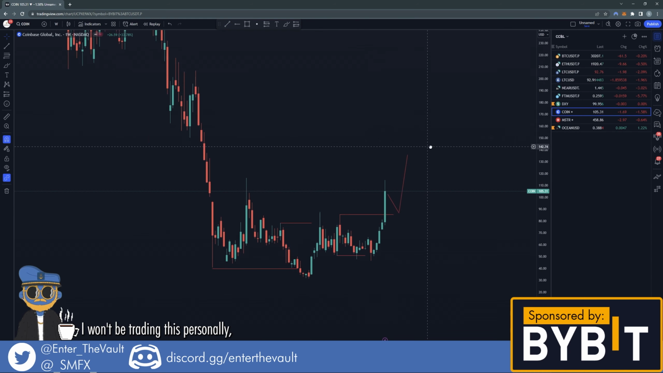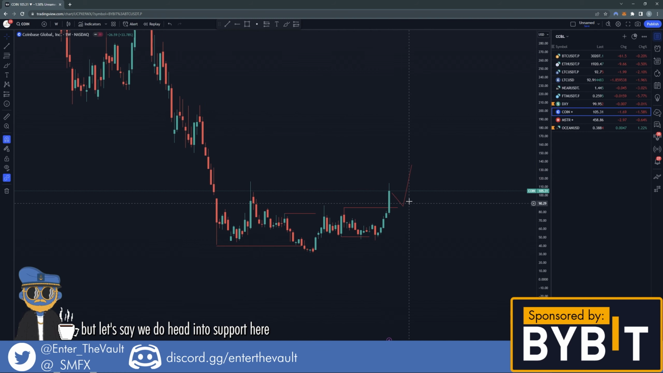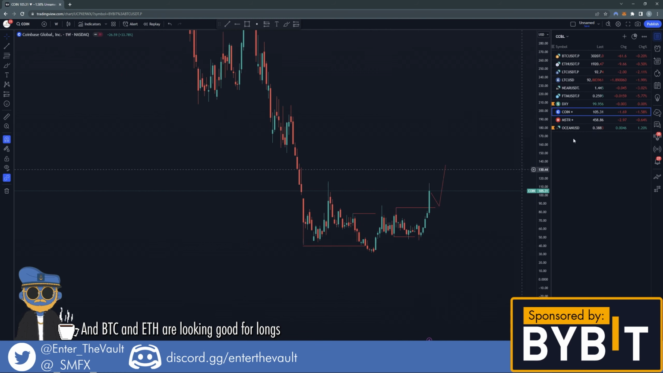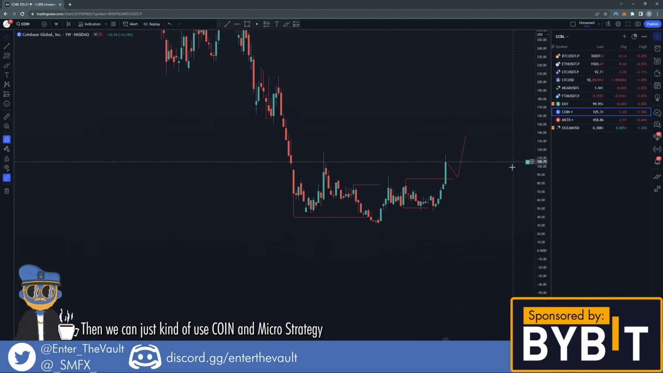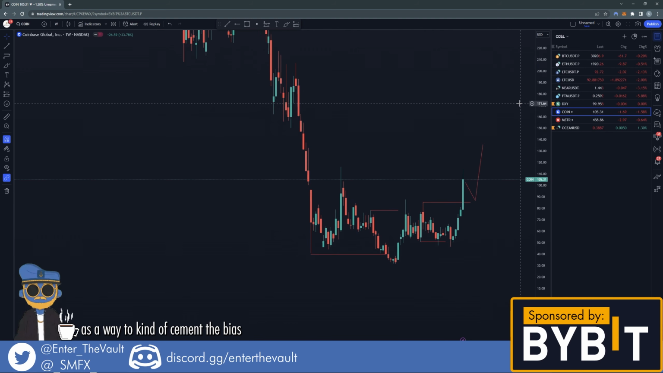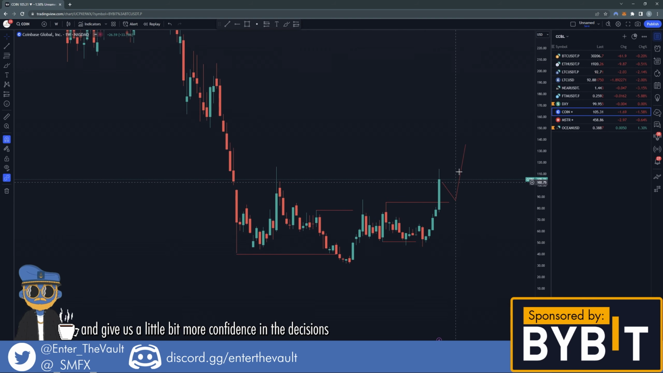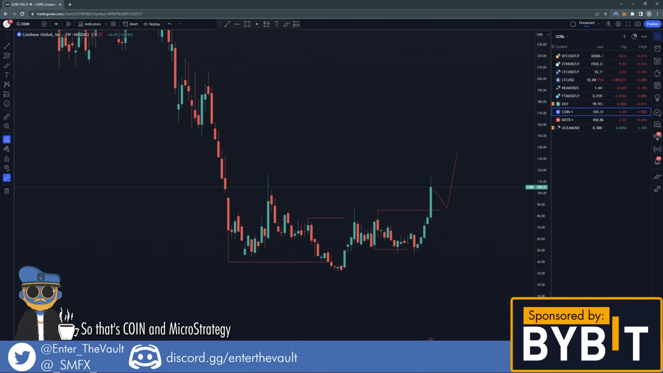I won't be trading this personally, but let's say we do head into support here and we get some accumulation and BTC and ETH are looking good for longs. Let's say they start to retest some of the levels that I pointed out earlier and get some reaccumulation, then we can just kind of use COIN and MicroStrategy as a way to cement the bias and give us a little bit more confidence in the decisions. So that's COIN and MicroStrategy.